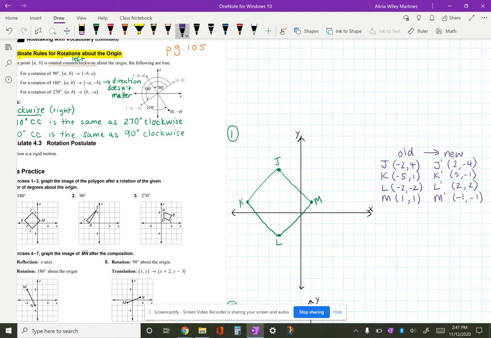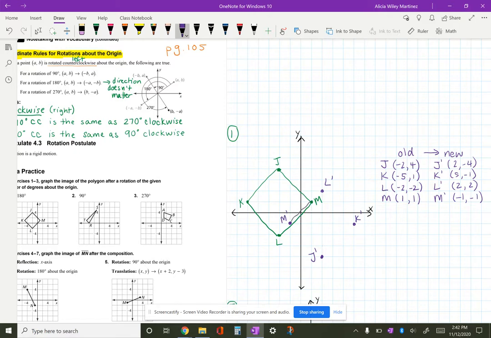And what I do now is I'm just going to graph those points. I'm going to use a different color, and I'm going to use my primes to name my points. So we go 2, down 1, 2, 3, 4. That's going to be J prime. And then I'm going to go 1, 2, 3, 4, 5, down 1. That's going to be my K prime. And then I'm going to go 2, 2. That's going to be my L prime. It's okay if they overlap. And then I have -1, -1. This is why I like to use different colors if I can, because they do tend to overlap.